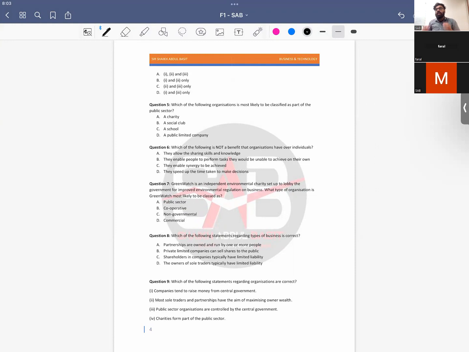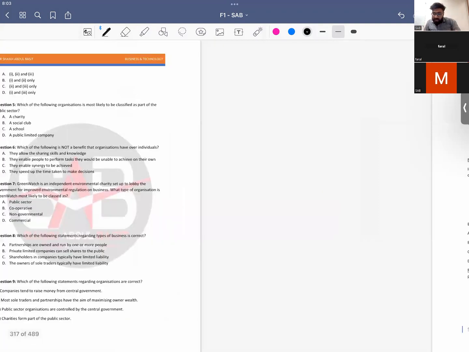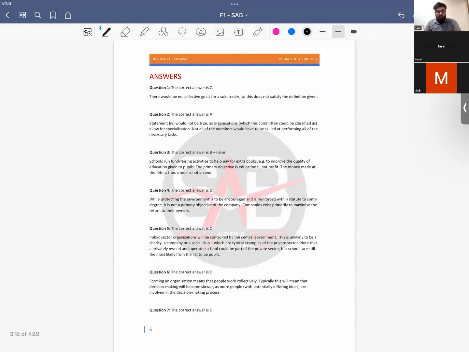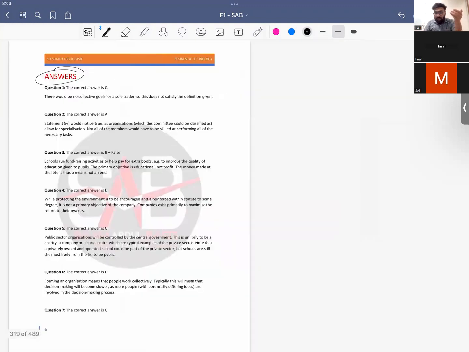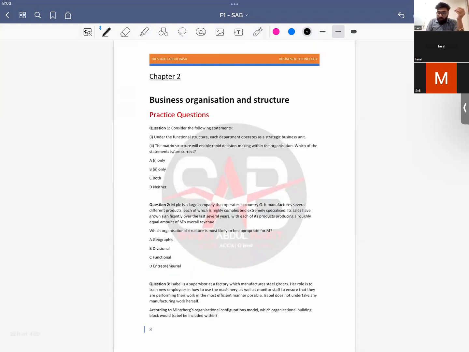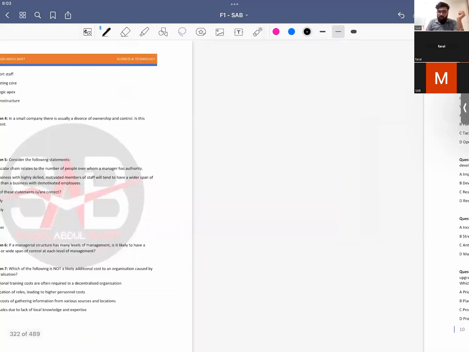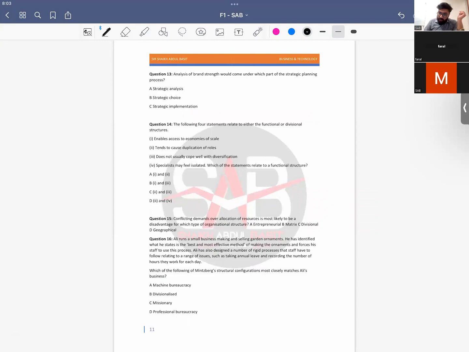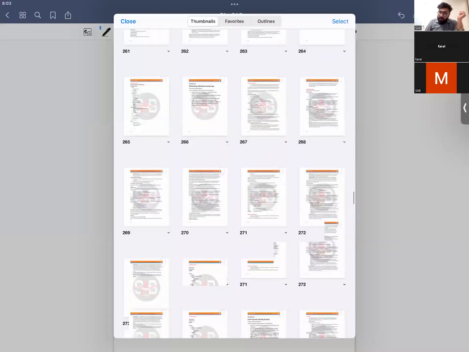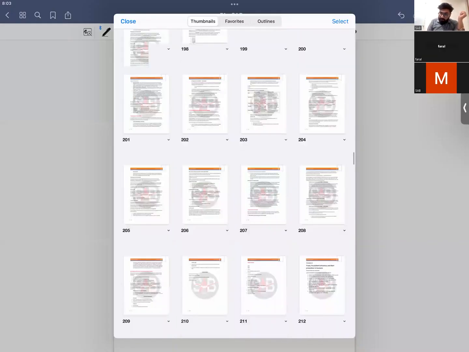Like it's a test. If I have taught you a chapter, you'll move on to these questions, and we'll assess ourselves whether we know these or not, right? And then I have attached the answers of these also, so you can check your results, right? Similarly, chapter 2, business organizations, here's the practice question, and then you can check your answer, right? So this is a complete summary of F1 from myself.